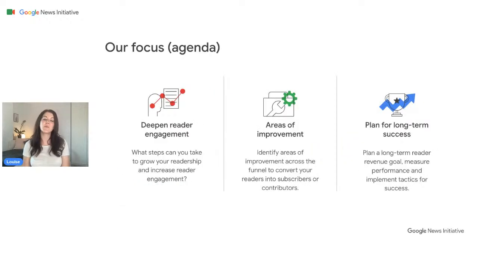The 3 sections we are going to be covering today: how we can deepen reader engagement, so what steps we can take there; areas of improvement, so how we can identify areas of improvement across the funnel to convert your readers into subscribers or contributors; and planning for long-term success. We don't want to stop here. It's about what we're going to be doing in the future.